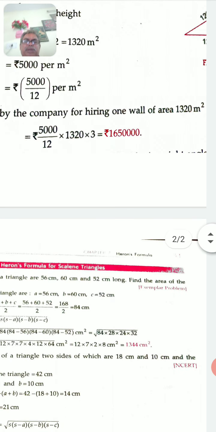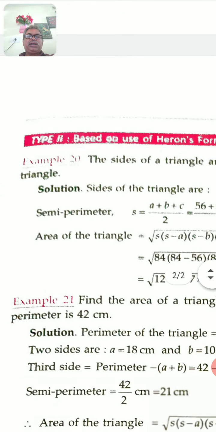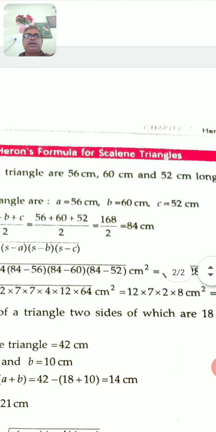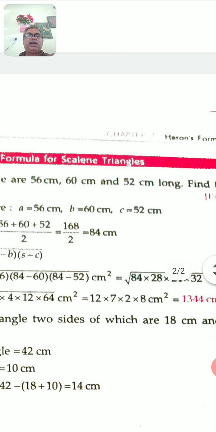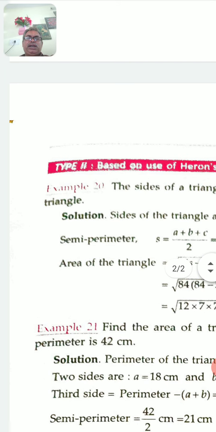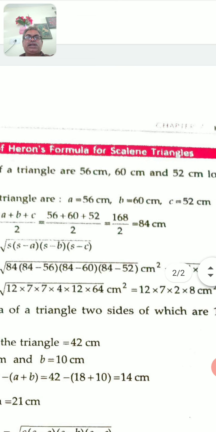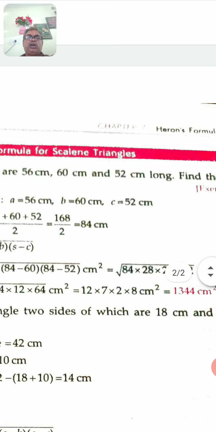Then another example, in this Heron's formula chapter: the sides of the triangle are 56 centimeter, 60 centimeter and 52 centimeter long. Find the area of the triangle. The solution is like this. You can see here the sides of the triangle: a is equal to 56 centimeter, b is equal to 60 and c is equal to 52.